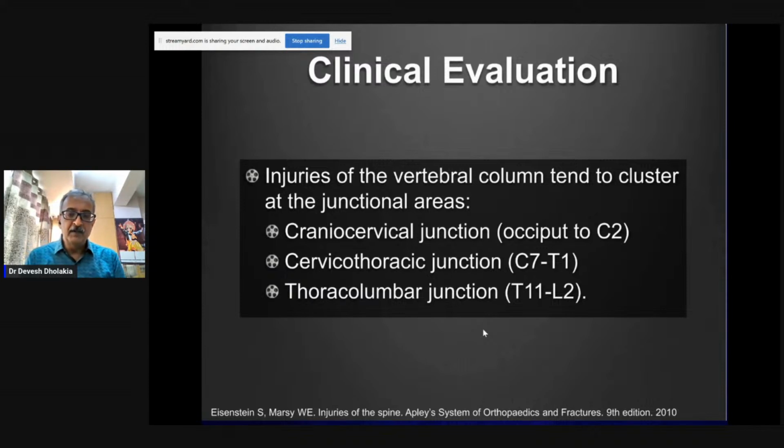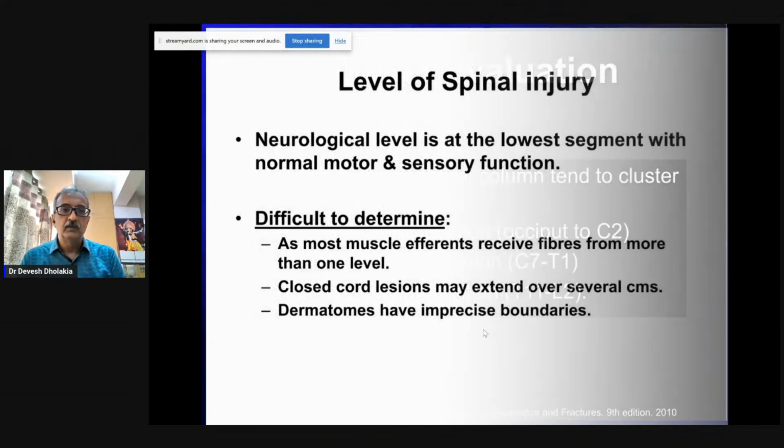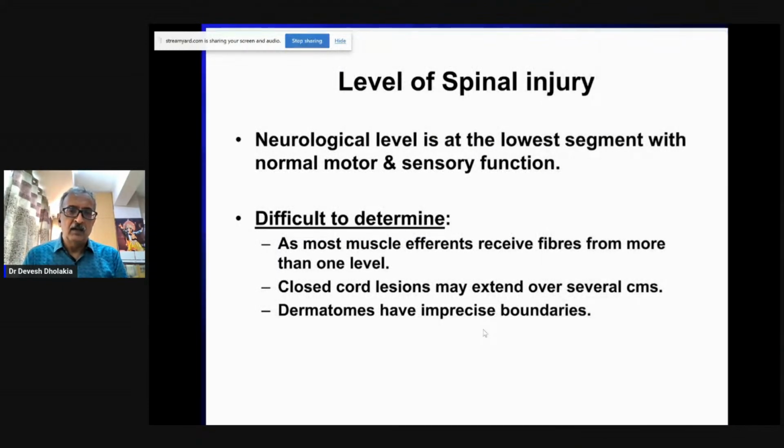Do not forget there may be other associated injuries. So always look at the whole spine, or investigate the whole spine by X-ray or MRI. Whenever you have one spinal injury, do not miss the other spinal injury if it is present. Find out the level of the spinal injury. The neurological level is the lowest segment with normal motor and sensory function. That is the level of the injury.